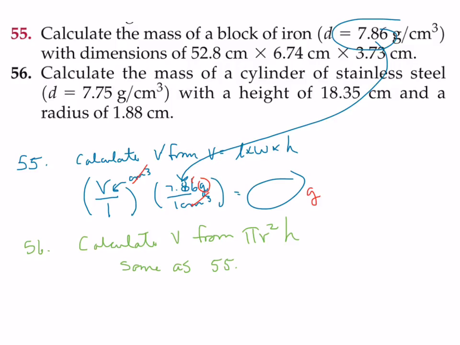And once you have volume, you're going to find mass, very similar to the previous problem. Once you have volume, it'll be in cubic centimeters again. And you're going to plug in the density, grams per cubic centimeter. I need to see cubic centimeters cancel out. Any questions?